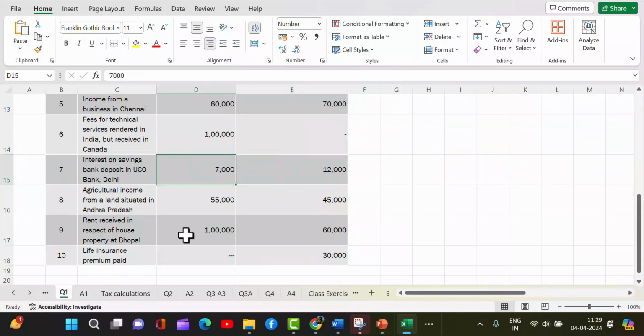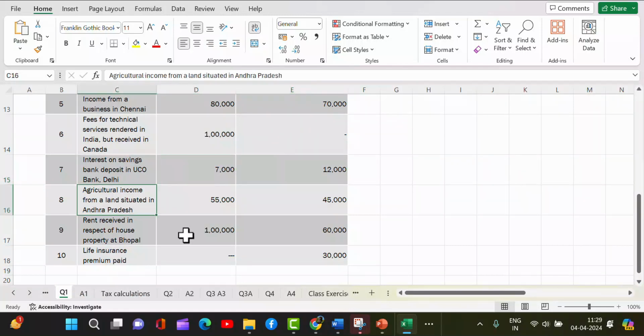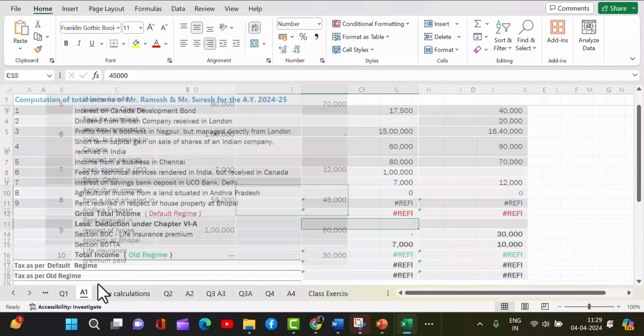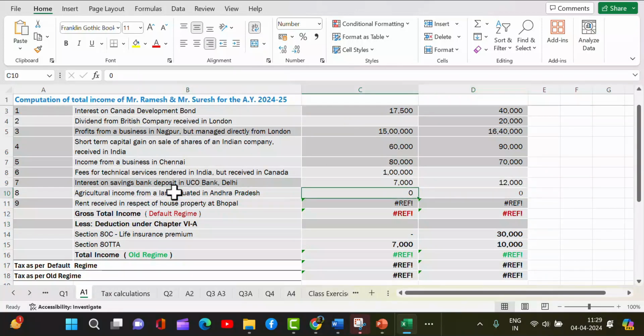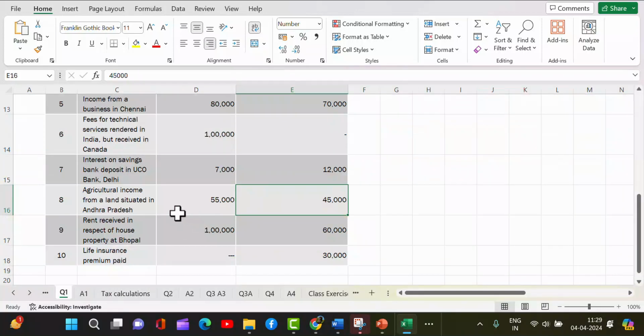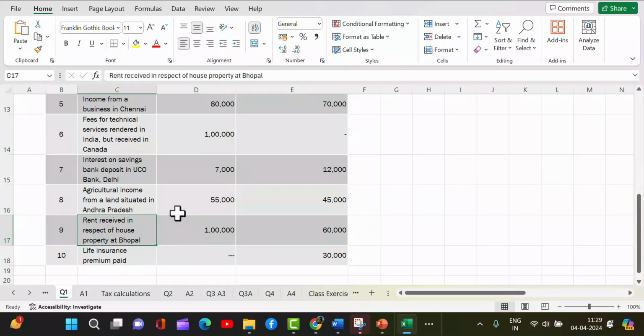Now Sanchit, again, agriculture income from land situated in Andhra Pradesh. Sir, it is exempted from tax. Okay, it is exempt. Agriculture income is 0, no tax. Okay. Then we go to Kajal.